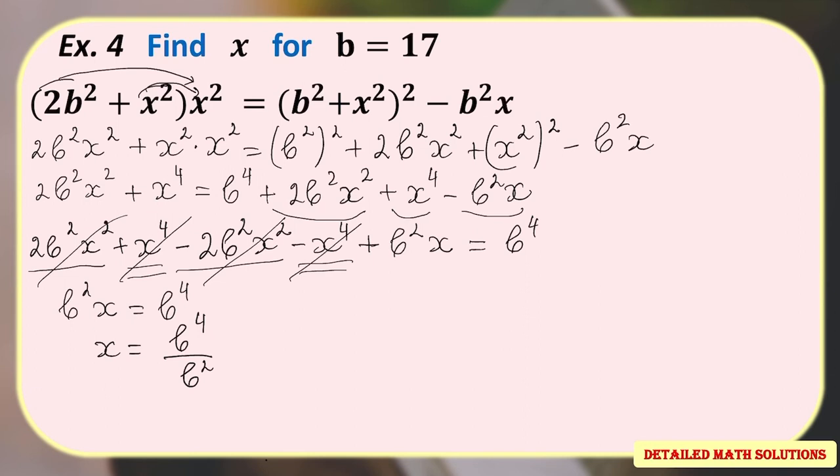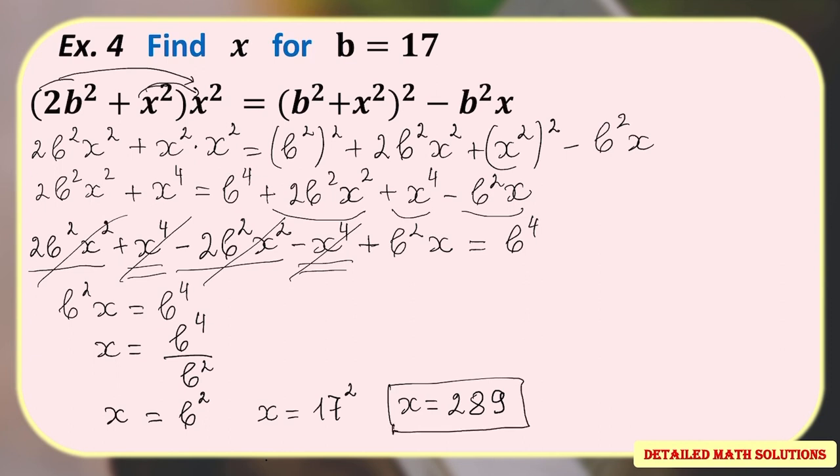And when I apply the rule of exponents for quotient of powers, I need to subtract the exponents, so x equals b to the 2nd power. As a last step, I can go ahead and substitute b with 17. When I do that, x equals 17 squared. And x equals 289 is the final answer for this exercise.